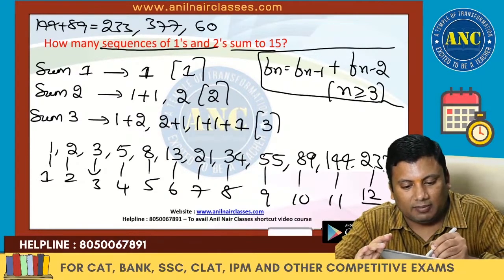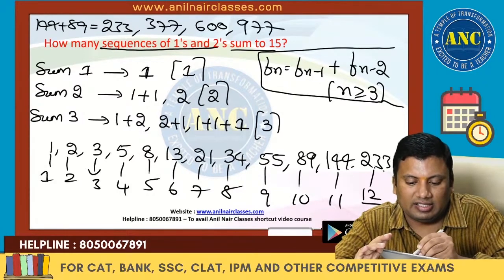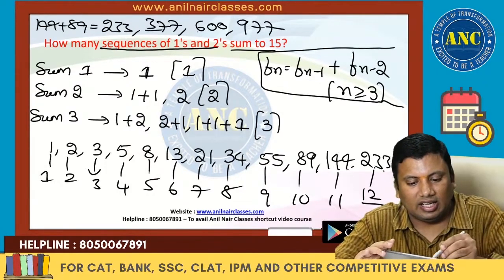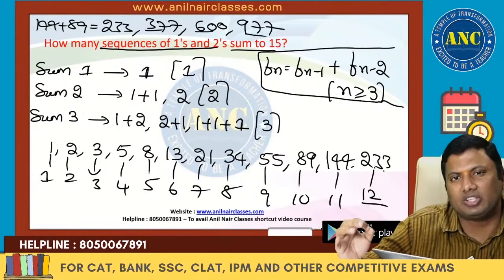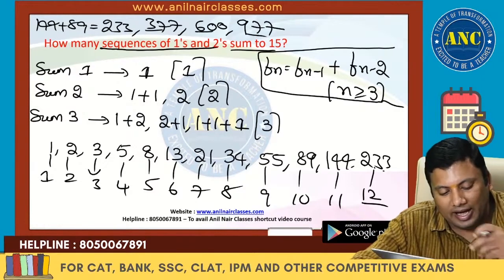Next it is nothing but 600, next it is 977. These are 13, 14 and 15. I hope the idea is clear. A beautiful question based on the application of a Fibonacci series.